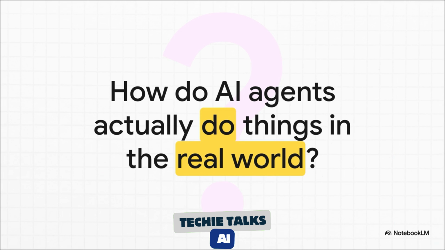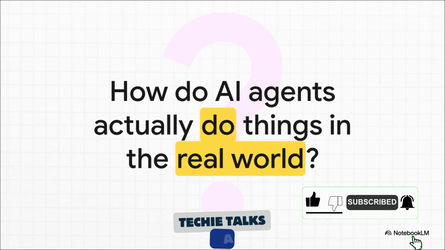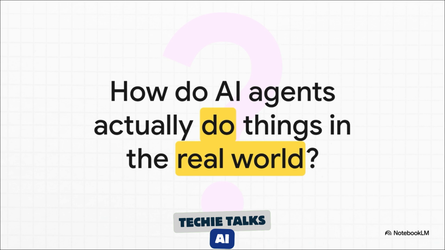So, this is the big question, right? How does an AI agent go from just thinking to actually doing something out in the real world? How does it book that flight, or analyze that spreadsheet, or pull data from a database? Well, the answer isn't just one thing. It's actually two different layers of action, and they have to work together perfectly.